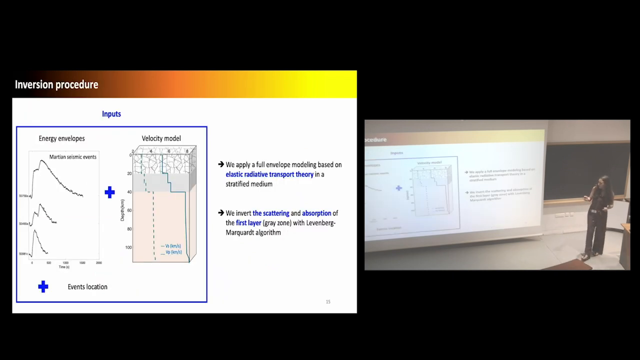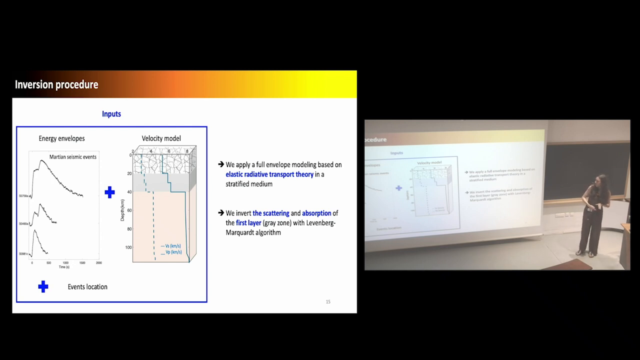So for the inversion, what we do is that we use the energy envelopes, as you can see here, as inputs. We fix the velocity model and, of course, an estimation of the event location. And we started our inversion by using this simple velocity model. You can see here the crust is about 40 kilometers. And what we did is that we invert the scattering and absorption only in the first layer. So here, for example, it's 20 kilometers.